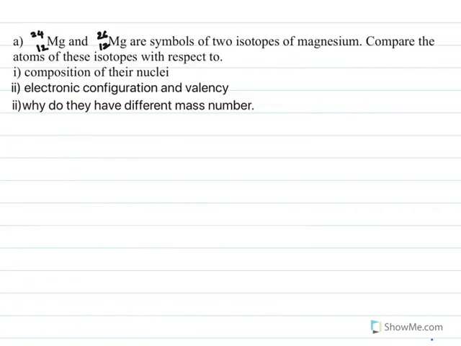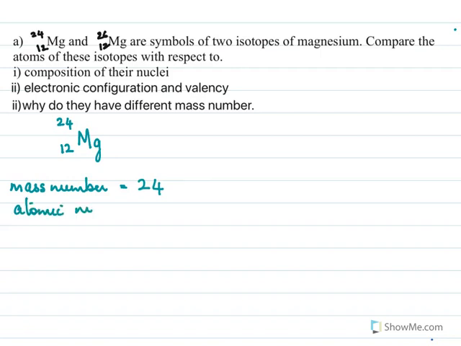Magnesium 24/12 and magnesium 26/12 are symbols of 2 isotopes of magnesium. Compare the atoms of these isotopes. So we'll just find out all the subatomic particles. So we have magnesium 24 and 12. We'll take this up first. We know the mass number is 24, and we know atomic number is 12.